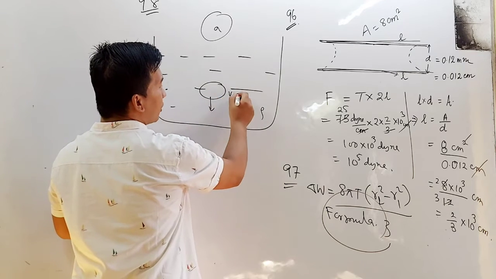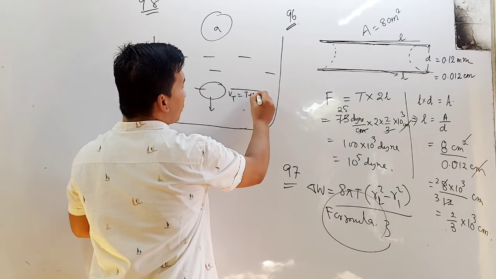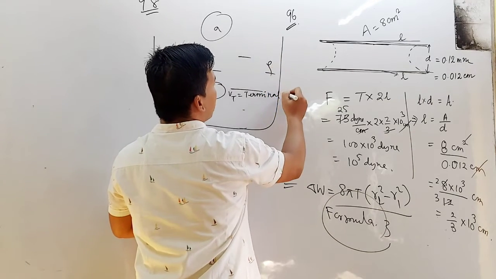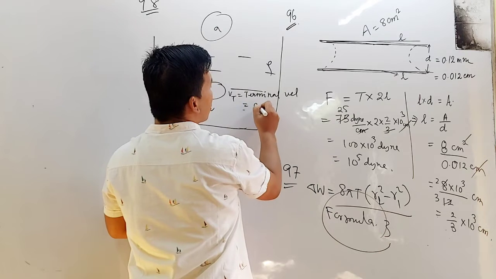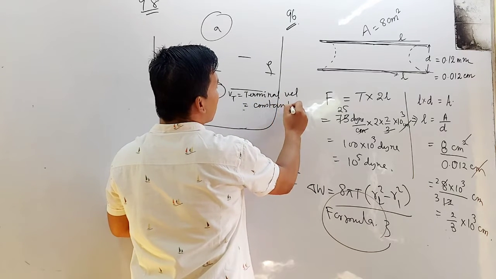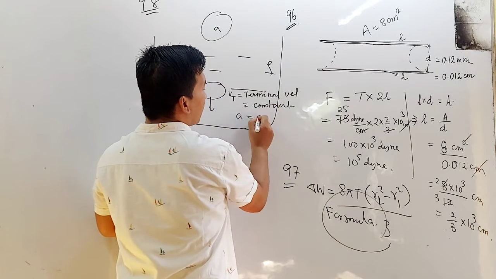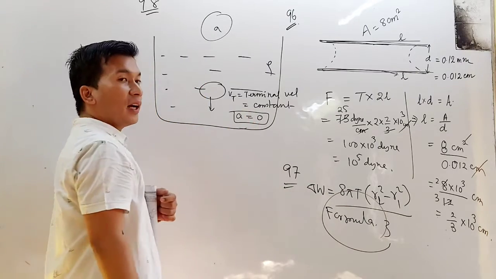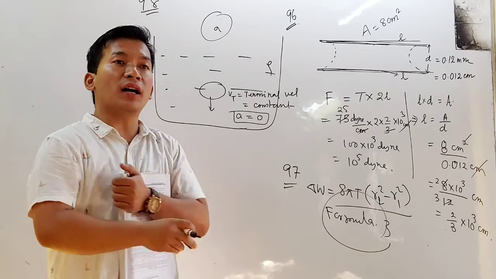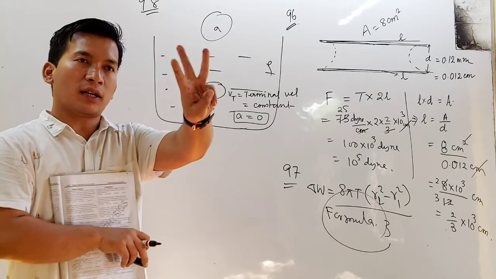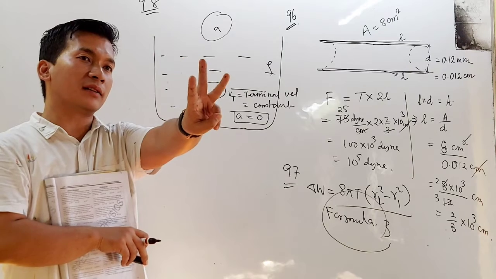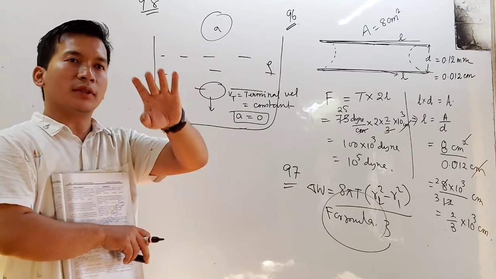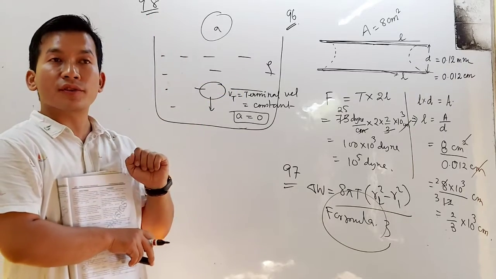This is the position across, this is terminal velocity, and we do know that terminal velocity is constant velocity. Terminal velocity is when the velocity becomes constant. When velocity is constant, our acceleration automatically becomes zero. Acceleration zero is produced under three different conditions: rest, equilibrium, or uniform velocity.